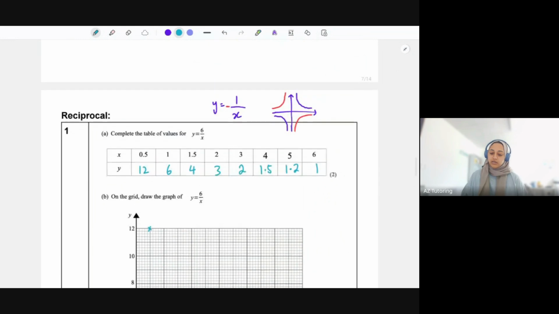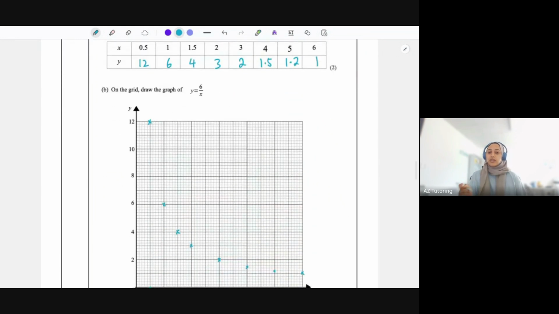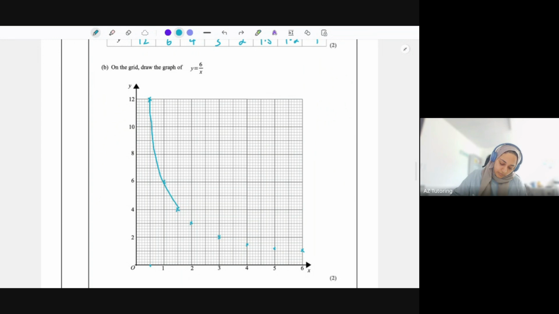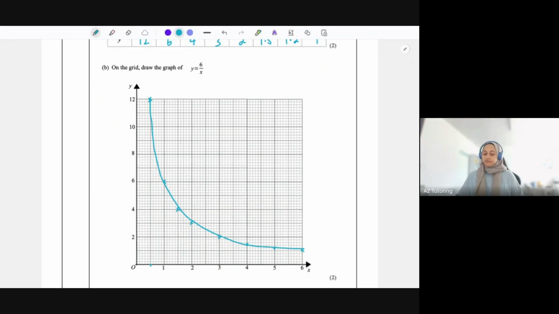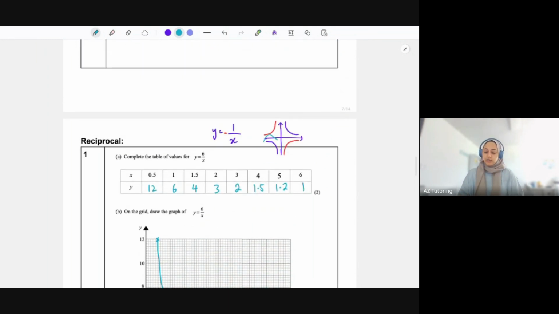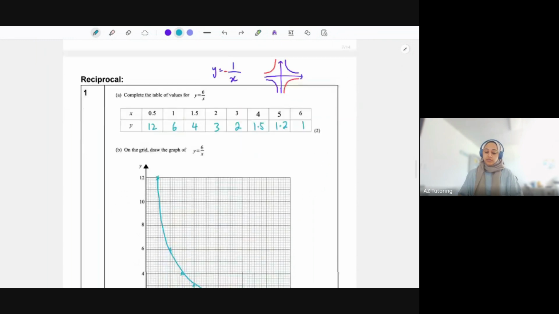So it looks exactly like the graph that we've sketched above, and just like last time, do not do dot to dot with each of them. Draw a smooth curve, passing through all the points. And there you go. A reciprocal graph as expected. So if you had the negative side, it'd be on the negative bottom quadrant, just like here, if we did have the other side of the graph as well.